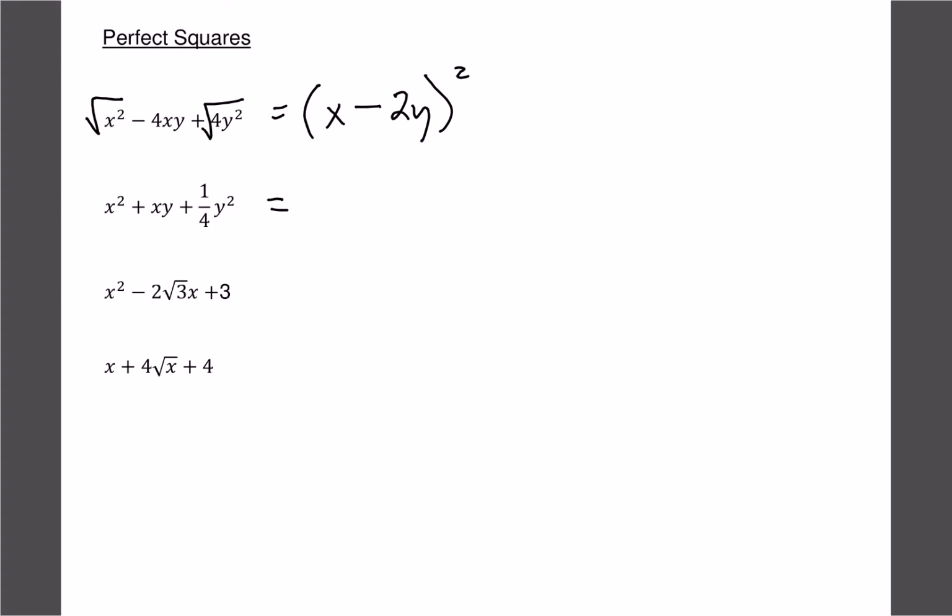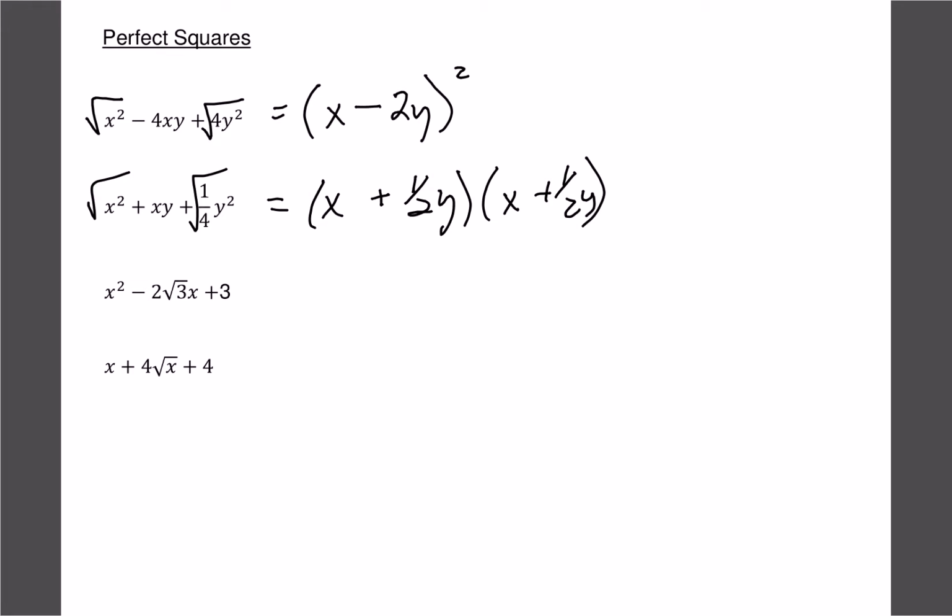Let's try it again with the next one. If we square root the first one, we get an x. And if we square root the last one, square root of a quarter is a half, so we'd have a half y. So this time let's write it out twice instead of once squared. Again, if we double check our FOILing out, x squared works. We have a half xy and another half xy, which is the 1 in the middle. And then a half times a half is a quarter, so that's good.